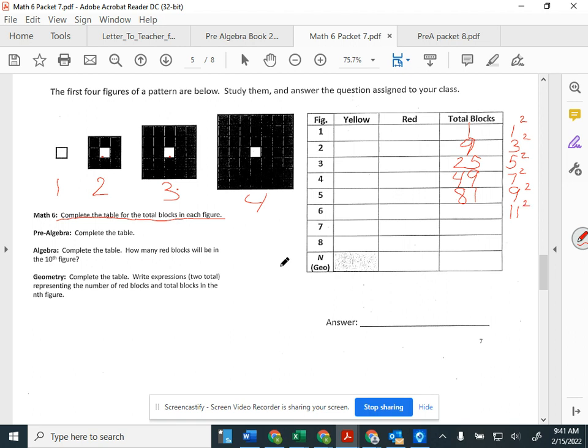121. Landon, what did you get? Did you do it yet? Do I need to do 11? You could do 11 squared or you could do 11 times 11. On the calculator, it means the same thing. You're going to finish the table for those last two. Continue going with the pattern.